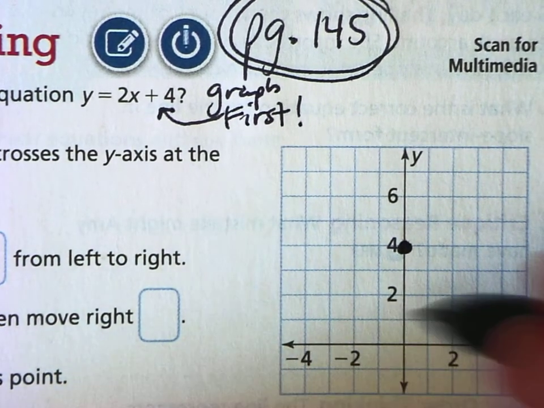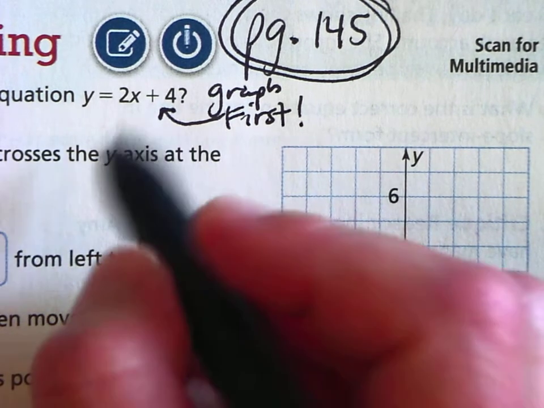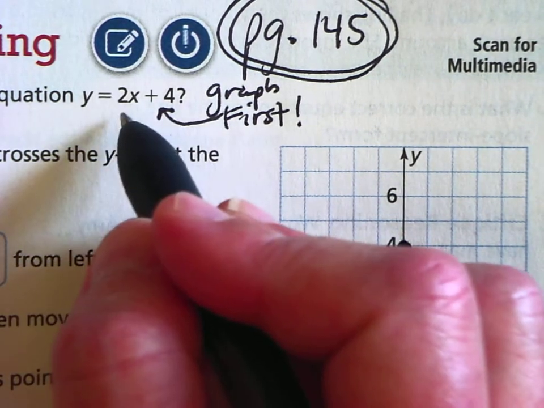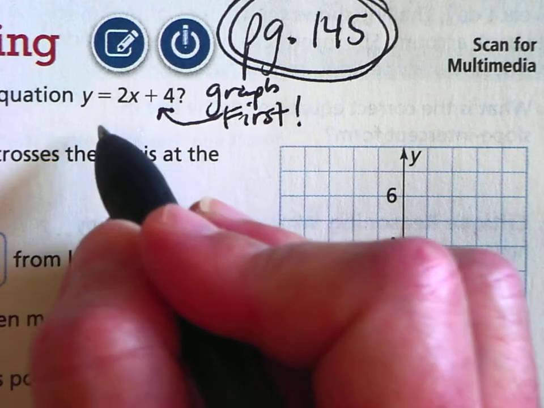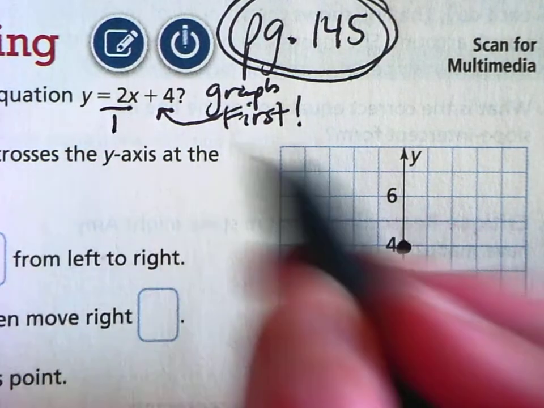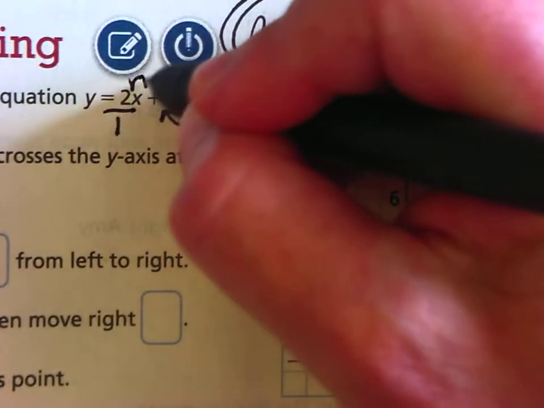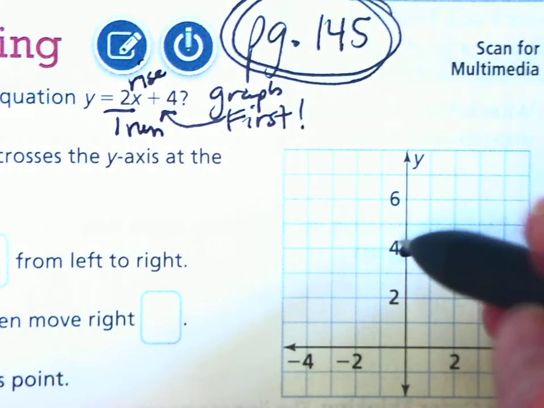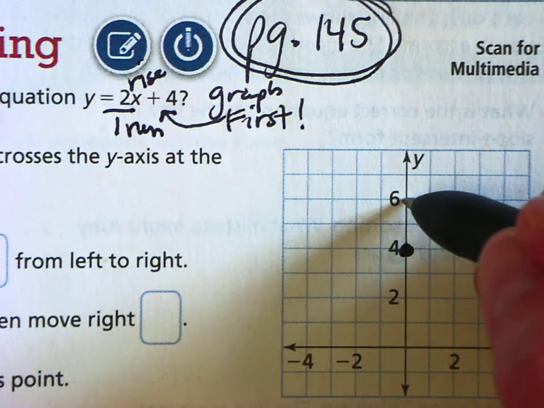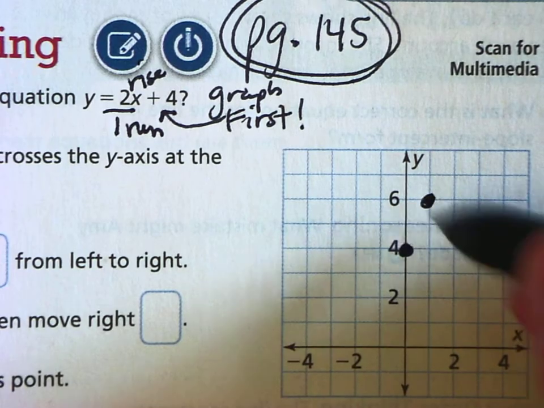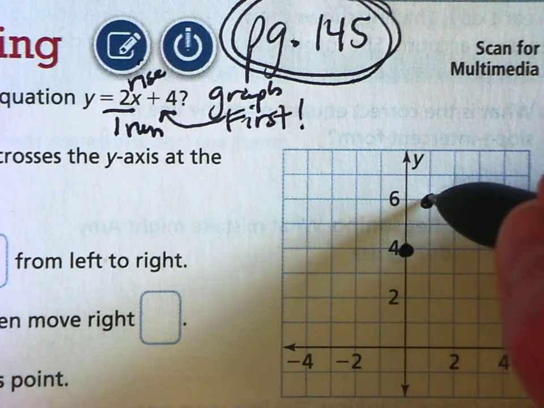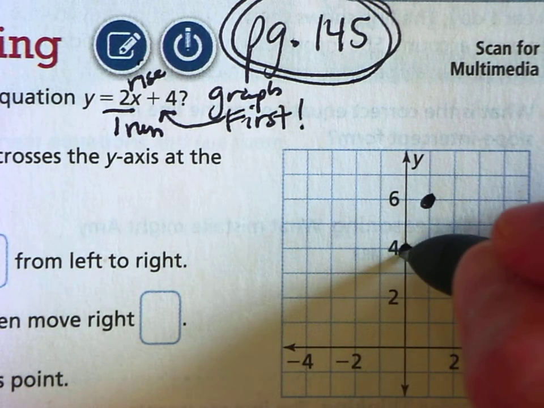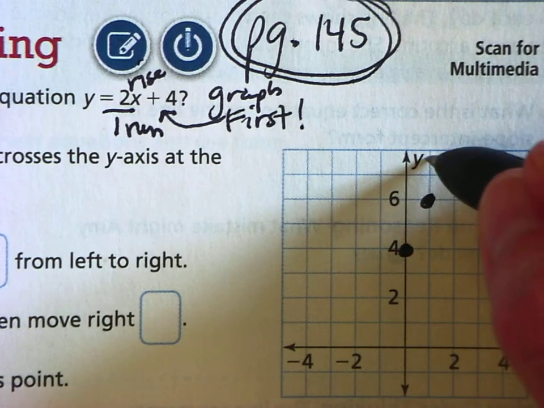Then from that point, you're going to rise and run your slope. So your slope is 2. Folks, remember, if your slope is not a fraction already, make it a fraction. Just put a 1 underneath it. So your rise is 2 and your run is 1. From this point, we're going to rise 2 and run 1. Every line's counting by 1, so that's why I went up 2 over 1. Okay, so rise 2 over 1.